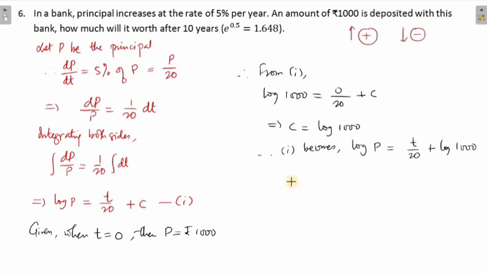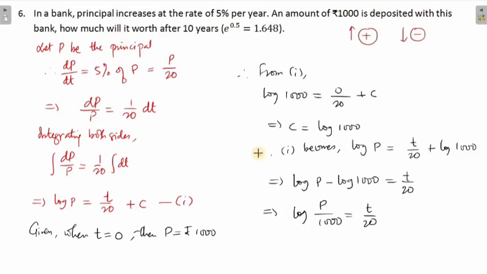So bring this out here. You get log p minus log 1000 equals t by 20, and you know log a minus log b is log a by b. So you get log p by 1000 equals t by 20, isn't it? So this is the simplified equation.